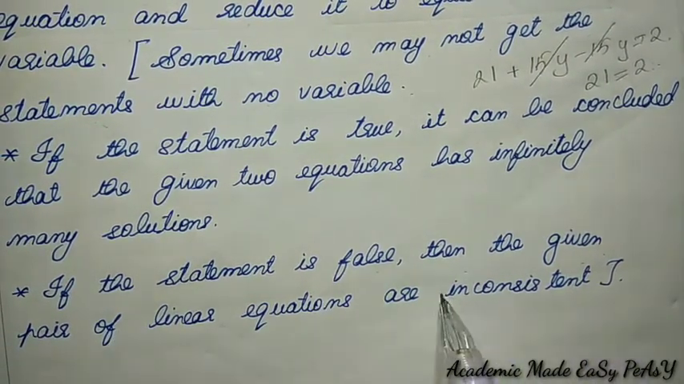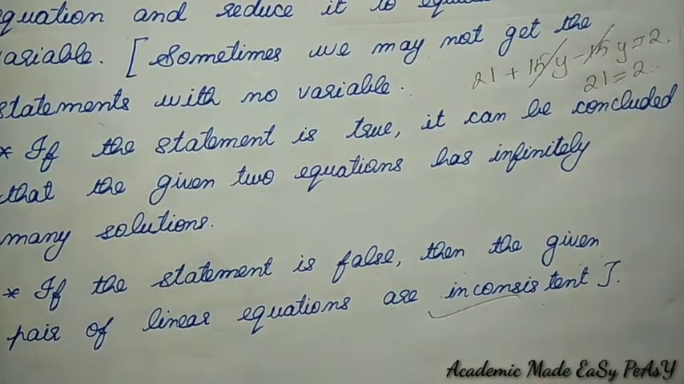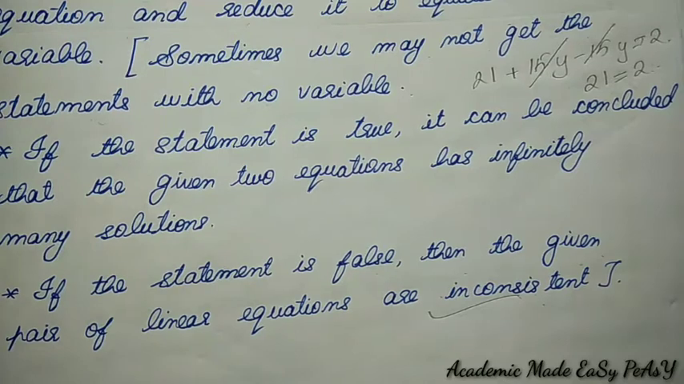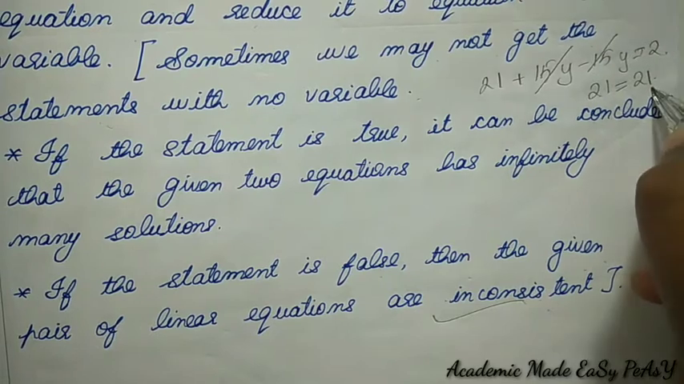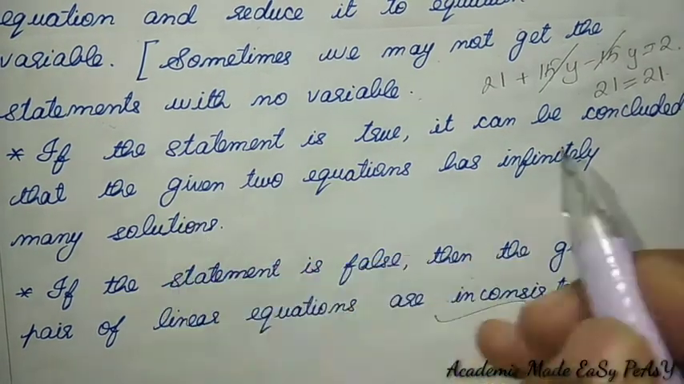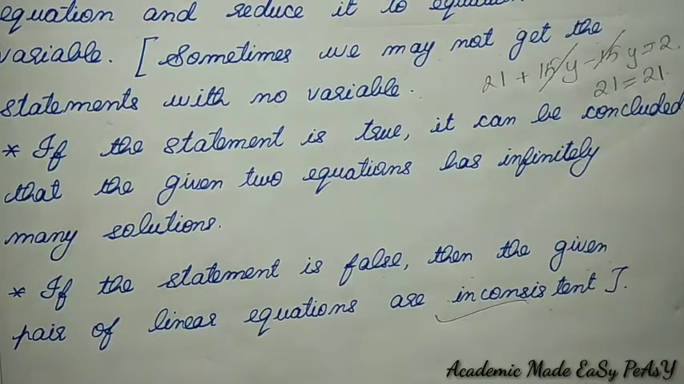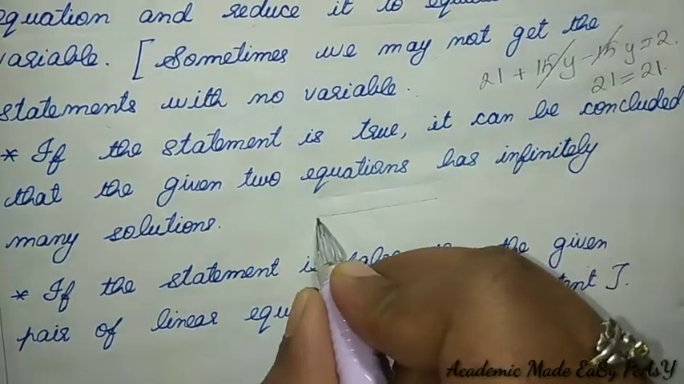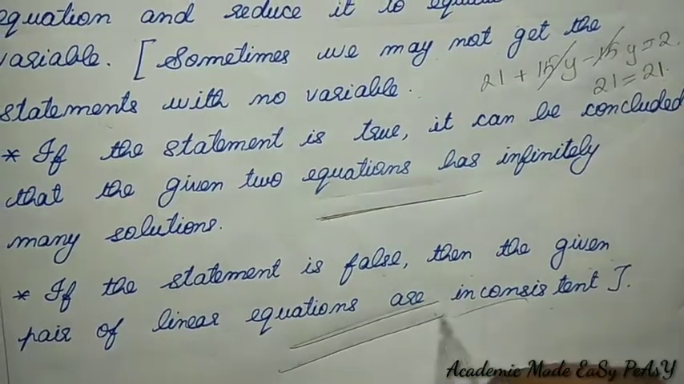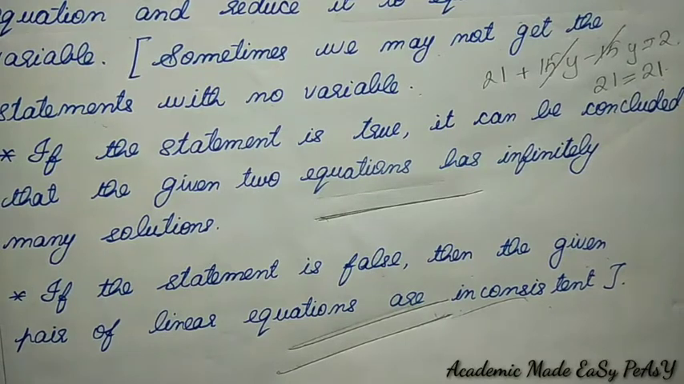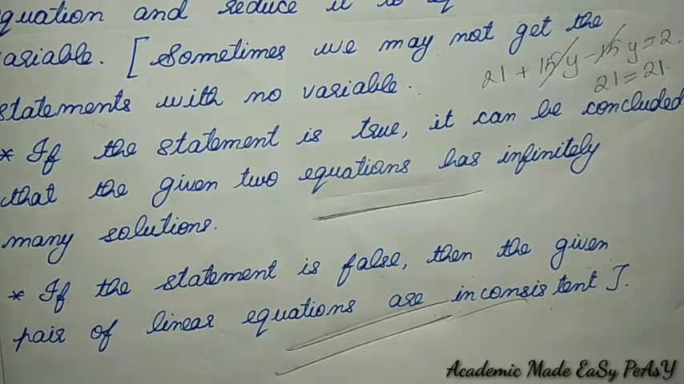The given pair of linear equations is inconsistent. Inconsistent means it does not have any solution. If I get 21 is equal to 21, the statement is true, and then it can be concluded that there are infinitely many solutions, so I will say these two are coinciding lines. Here it will be parallel lines. If the lines are only parallel, it is called inconsistent.